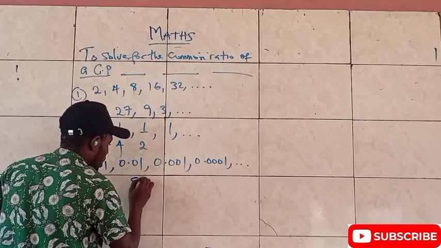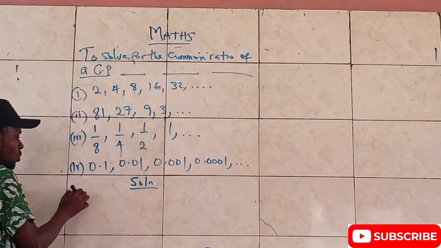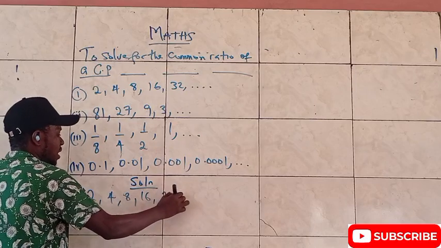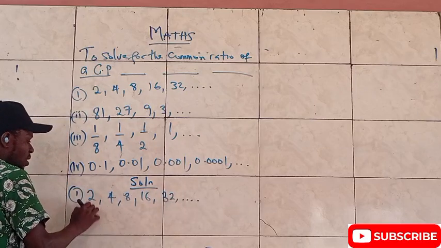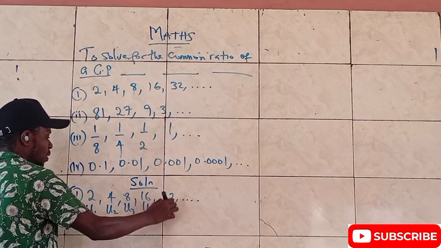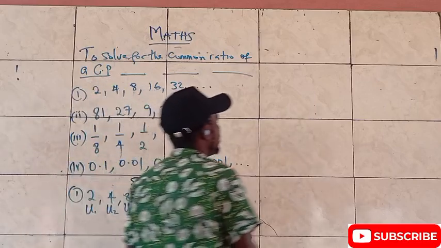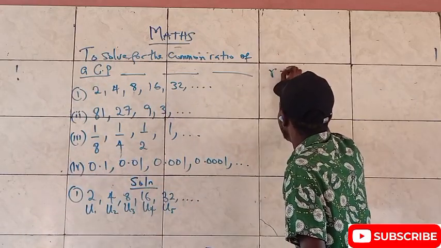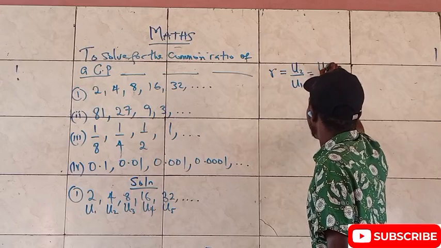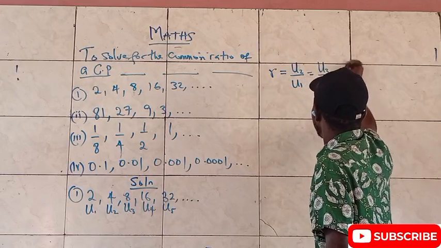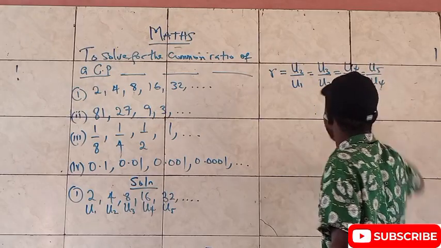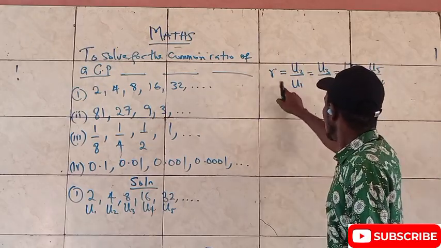Number 1. Solution. I have number 1 to be 2, 4, 8, 16, 32, all the way down. So I label this one U1, this one U2, this one U3, this one U4, U5. And I will then remember that my common ratio R is simply given as my U2 over U1, followed by my U3 over U2, followed by U4 over U3, followed by U5 over U4.